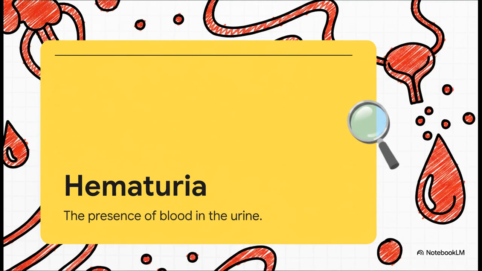Next up is hematuria. You probably know this one already. Hema- means blood. So this is simply blood in the urine. And it doesn't matter if the patient can see it or if it's microscopic, something you only find in the lab.